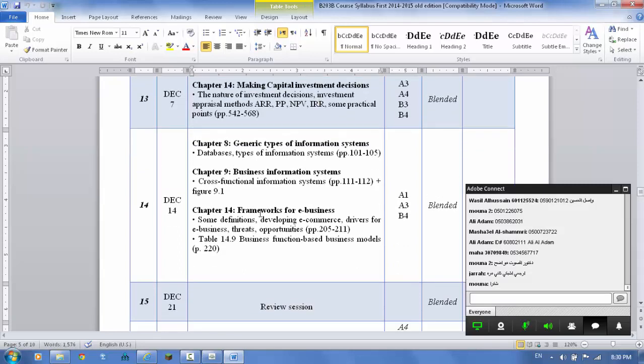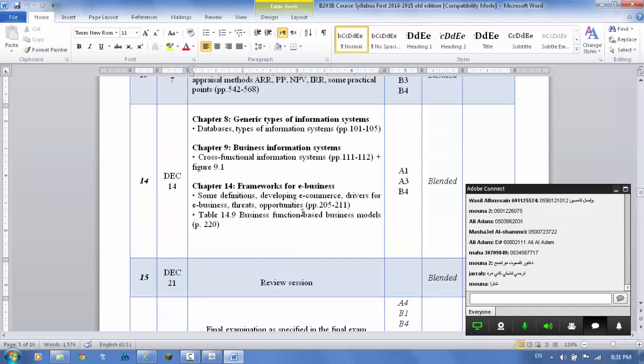Okay, and finally we will take the information system part, beginning by seeing chapter 8, which is related to generic types of information systems. Okay, and then chapter 9 about business information systems, and chapter 14 finally, which is about the framework for e-business. Okay, and by finishing chapter 14, we will finish this course, inshallah.